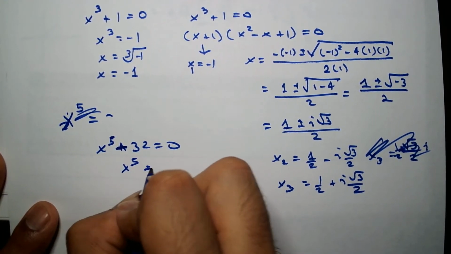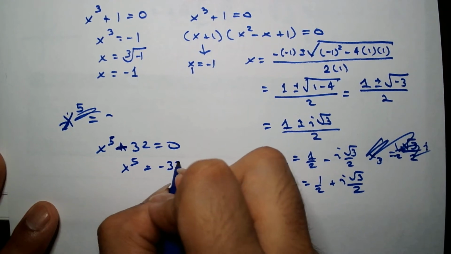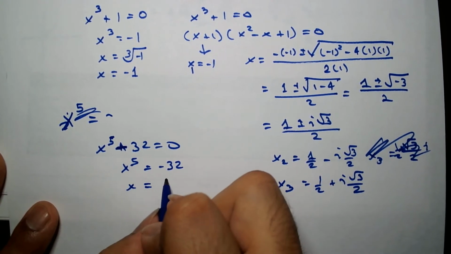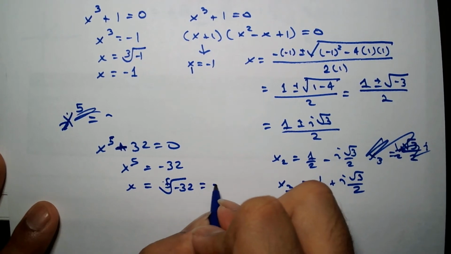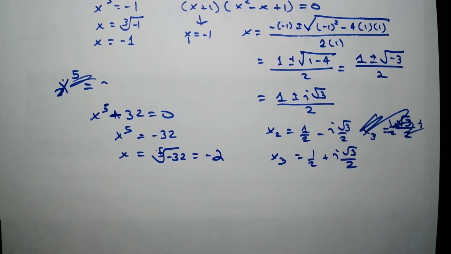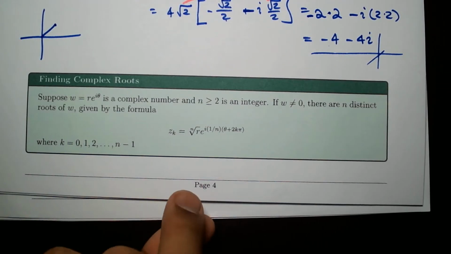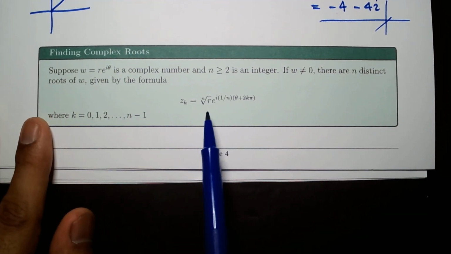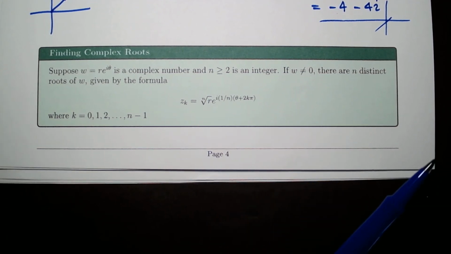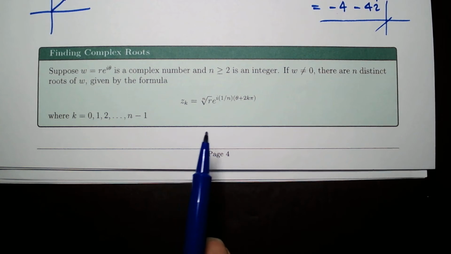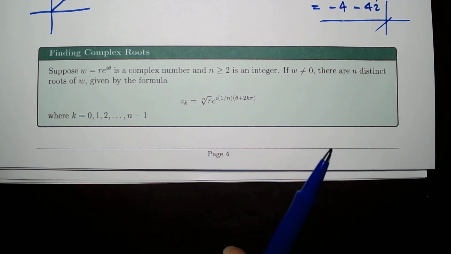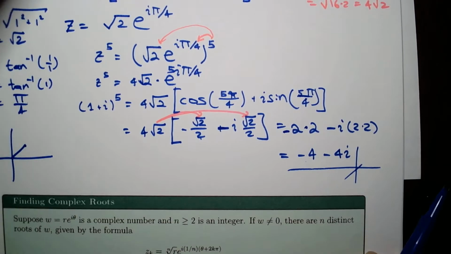X to the 5th equals -32. X equals the 5th root of -32, which equals -2. But that's only one solution. What about the other 4 complex solutions? So that's what this formula is for, to find the remaining solutions of a complex equation. So let's do an example.